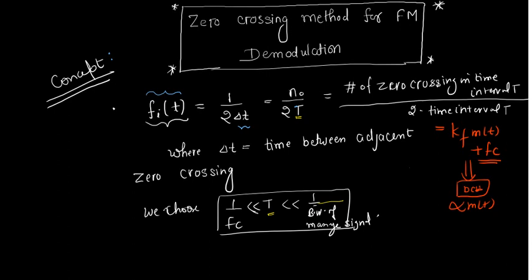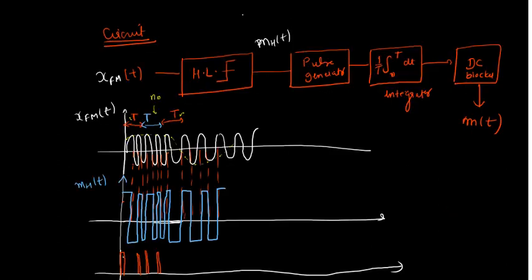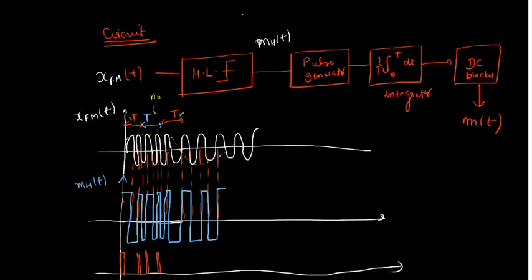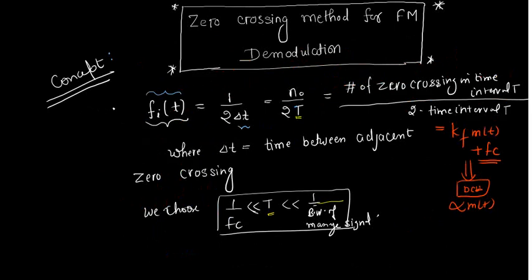Why do we choose our T in such a way? By choosing T in such a way, it gives you a good number of zero crossings. If you don't satisfy this criterion, you might sometimes not get any zero crossing and it will give you a wrong result. So choosing this T is logical: we choose the time interval like this, and in this interval we count the number of zero crossings and see that the instantaneous frequency can be evaluated like this.